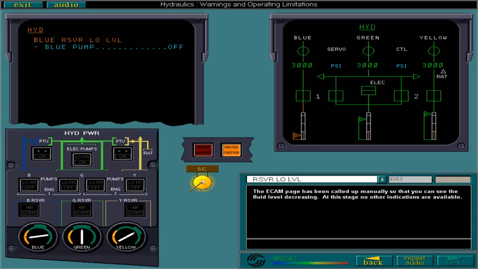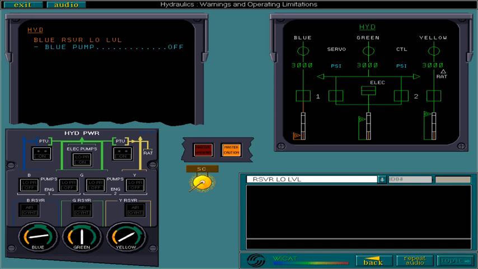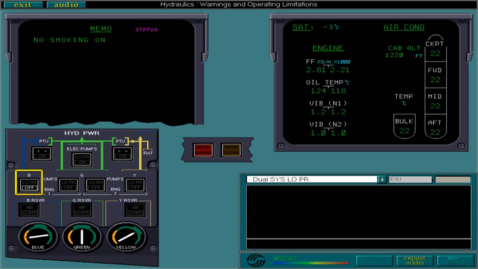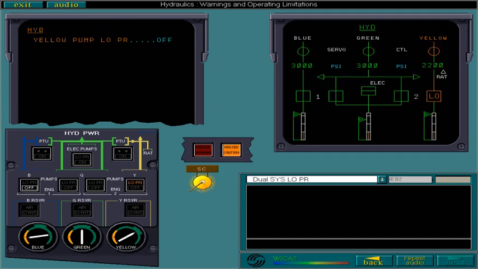Clearly, the blue system cannot be recovered because there is not enough fluid in the reservoir. After a blue reservoir low-level warning, the corresponding hydraulic system has been switched off. Select the forward arrow to see the second failure. The yellow engine pump has now failed. Hydraulic pressure is decreasing, but the yellow system is not yet in low pressure.